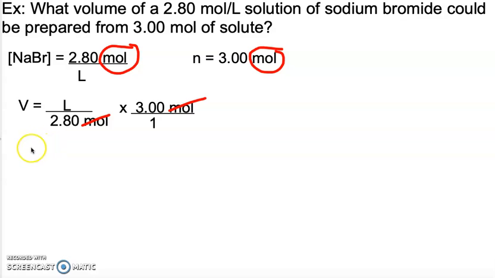We can go ahead and type that in our calculator. So we're going to do 1 divided by 2.8 times 3, and we get 1.07 liters as our answer. Okay, so that is how you calculate mass and volume from a concentration.